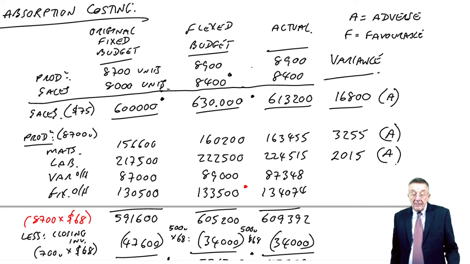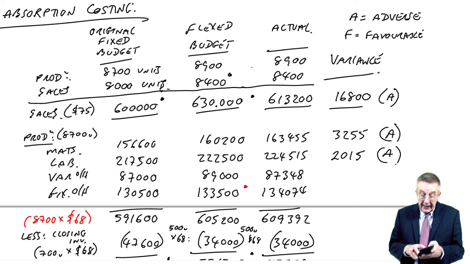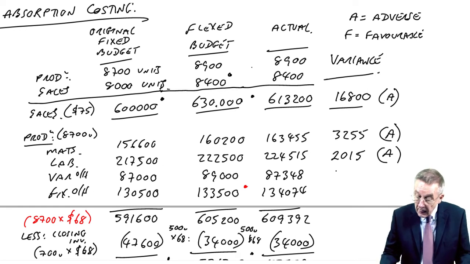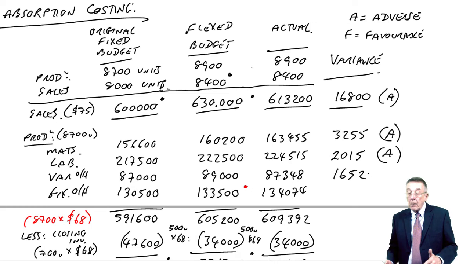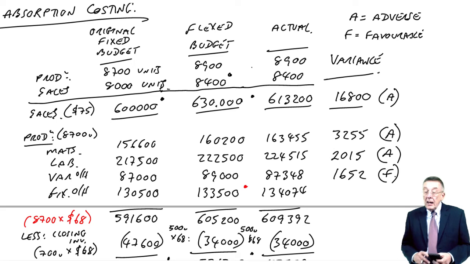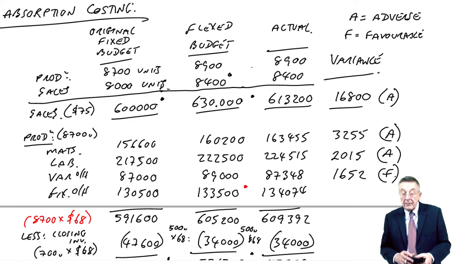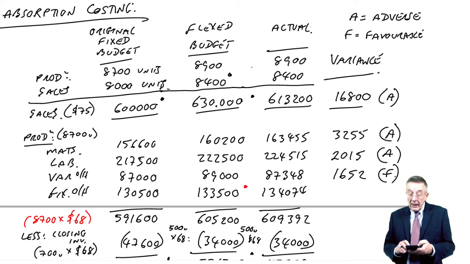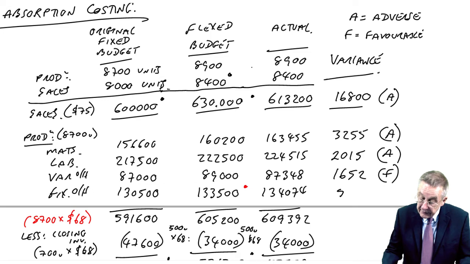Meaning less profit, overspent. Variable overheads. We saved a bit, 89,000 minus 87,348. The difference is 1,652, but since we spent less than we were expecting, spending less would result in more profit. It's favourable. And finally, the fixed overheads. Without going back through that problem, but just a straight comparison, it's 134,074 against a flexed 133,500, an overspend of 574.